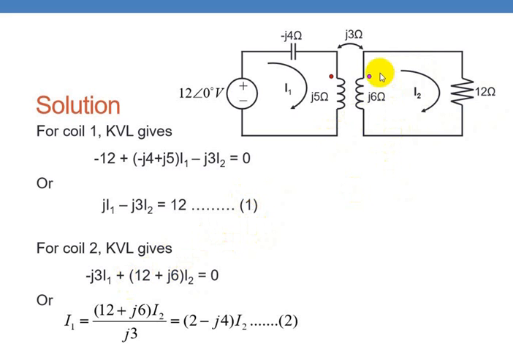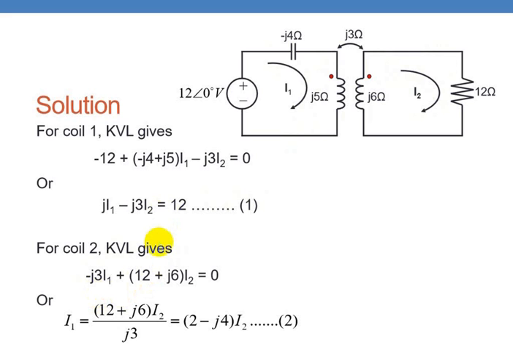So here the mutual reactance is J3, which causes a voltage drop, into the current in the neighboring coil. That is why J3 into I1 is the voltage drop in the mutual inductance. The sign polarity here is written as minus because I1 is entering the dotted terminal, while I2 is leaving the dotted terminal. So here it is plus minus. Now you solve these two equations.